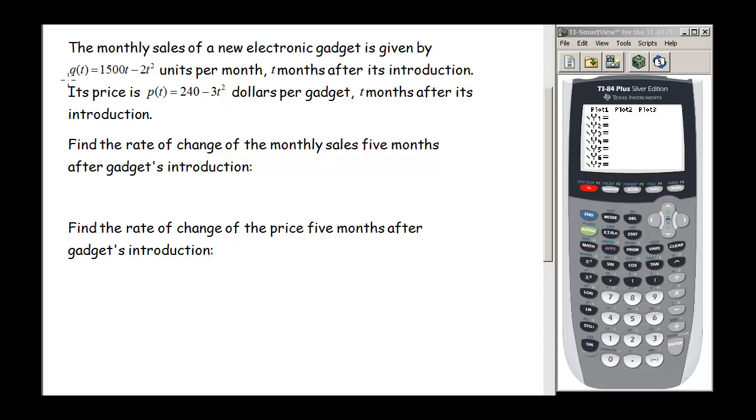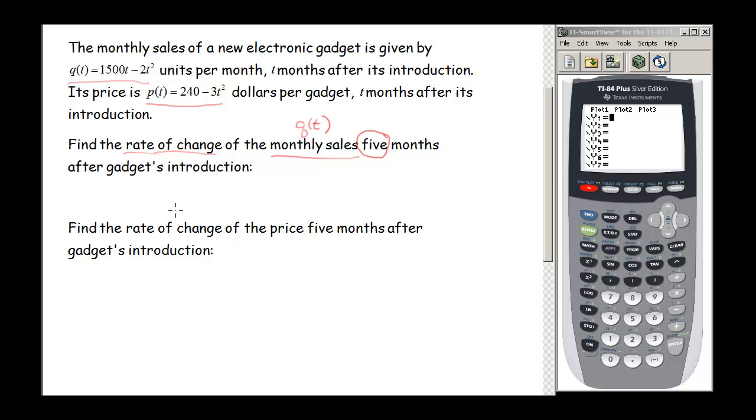So we have two functions here. We have a Q of t function and we have a P of t function. So what we're supposed to do is find the rate of change of monthly sales. So rate of change, you should be thinking derivative when you see that word, and they're asking us to find the rate of change of monthly sales. And if we look at these two functions, the sales is the Q of t function. And they specifically want us to look at 5 months after the gadget's introduction.